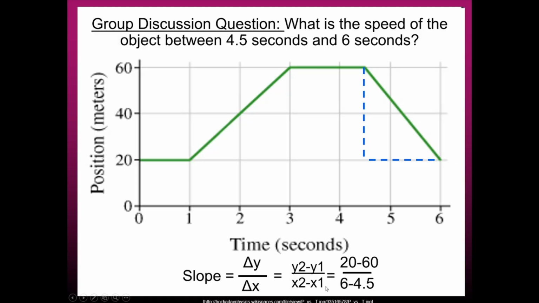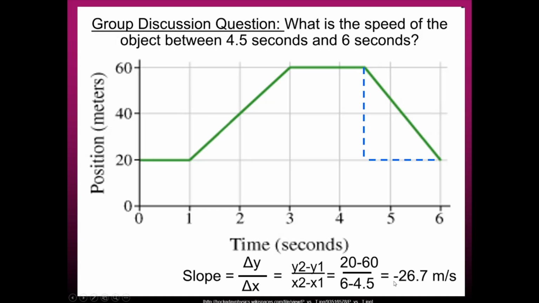And for the x's, you take the x component from here, because this was point 2 and that was 6, and minus the x component from here because this is 0.1, so that's 4.5. You do the math, and then eventually you get a slope of negative 26.7 meters per second.